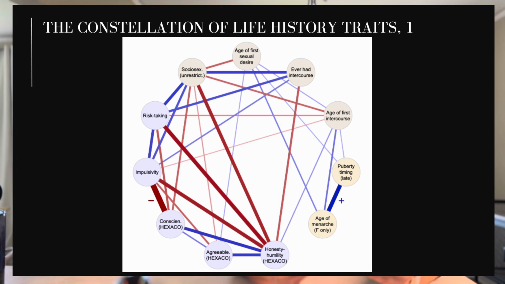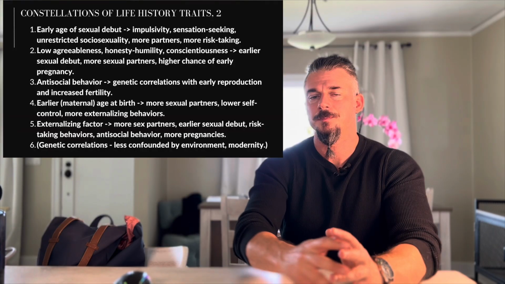This kind of shows the constellation of these traits and the kinds of associations that we see. In the next slide, I'll explain it, but I just wanted to put this image up because I think it can help you visualize this web of interconnected traits that predict fast and slow life history strategies. Let's go on now to the next slide.